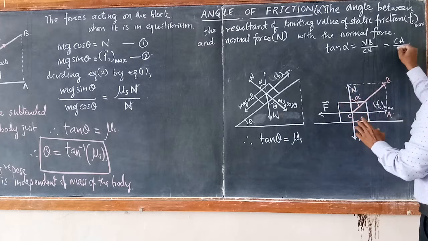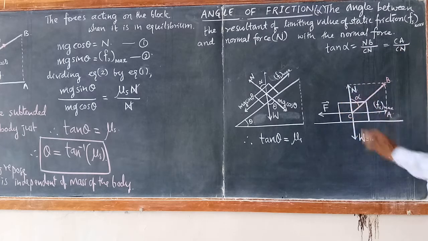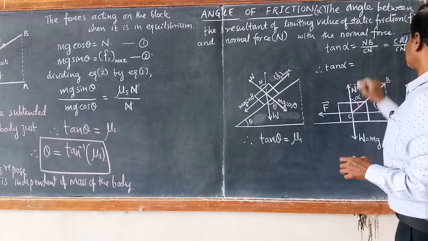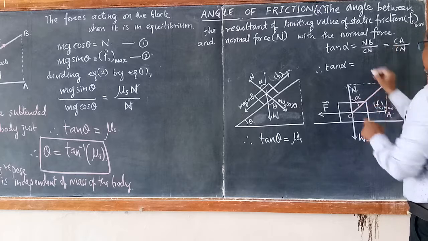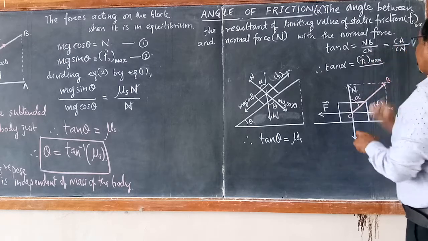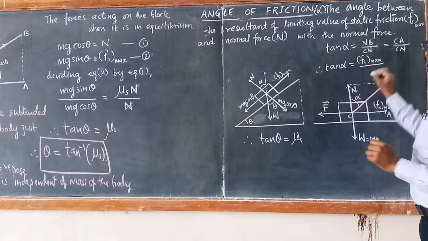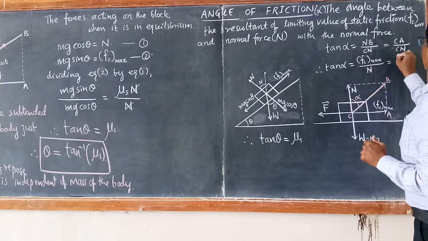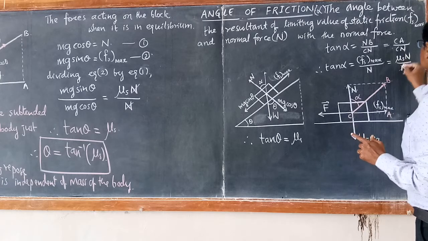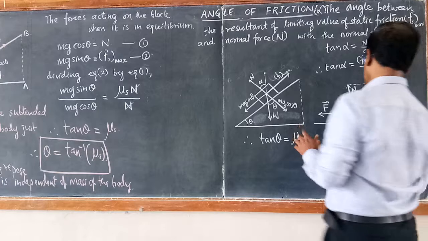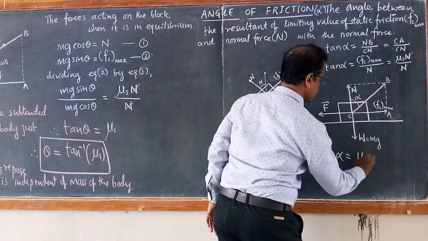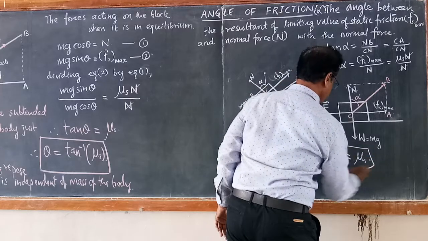What is CN from the diagram? CN I can write in the next step as the normal force. Therefore, tan alpha becomes CA, that is Fs max, divided by CN. CN is the normal force. So mu s N divided by N. So N cancels. So we again get tan alpha is equal to mu s.